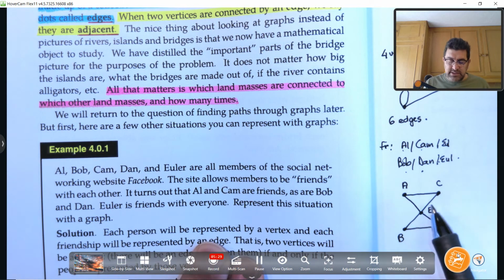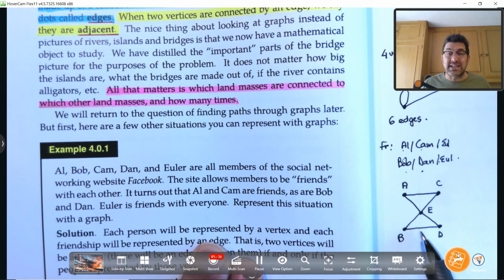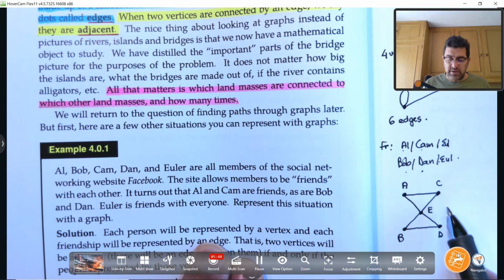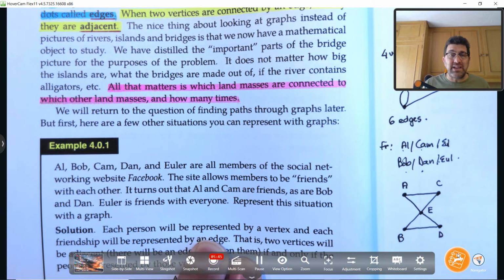So how many vertices did we need? We need 1, 2, 3, 4, 5 vertices, and we needed 1, 2, 3, 4, 5, 6 edges to connect those vertices with. So this is one representation of such a graph. We could have done many other representations if we wanted to.